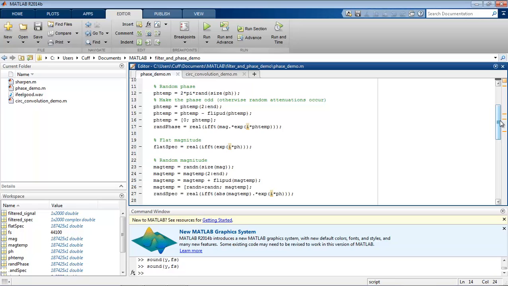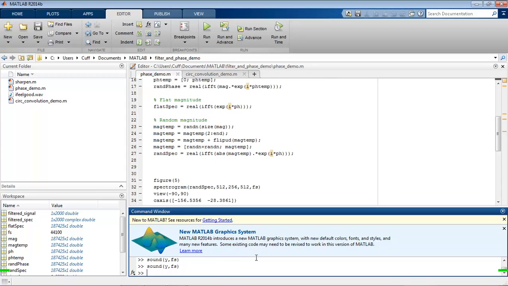Good point. So the phase, yeah, you lose all your timing information if you lose the phase. And that's really what you want to get out of this demo. Intuitively, maybe some people would guess that if you lose the magnitude, you won't be able to tell what song it is. So let's listen to them each.